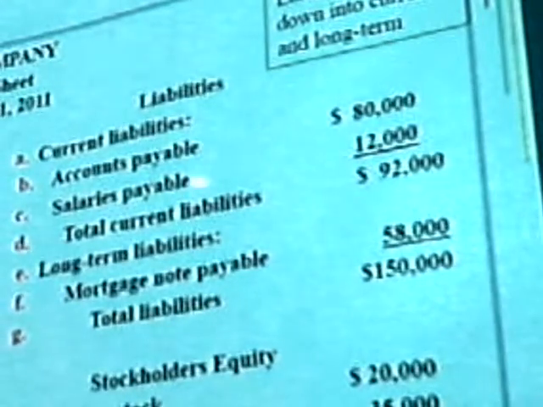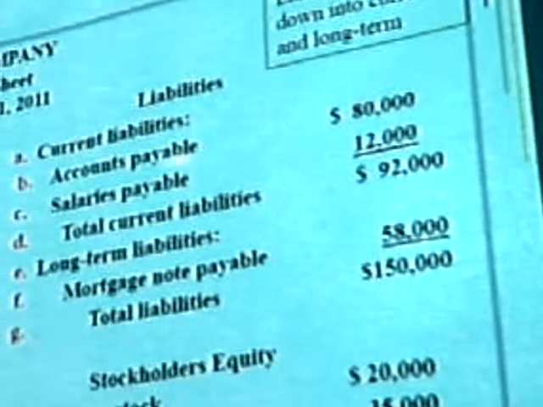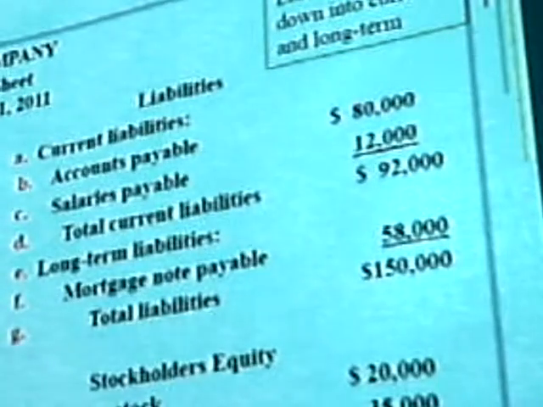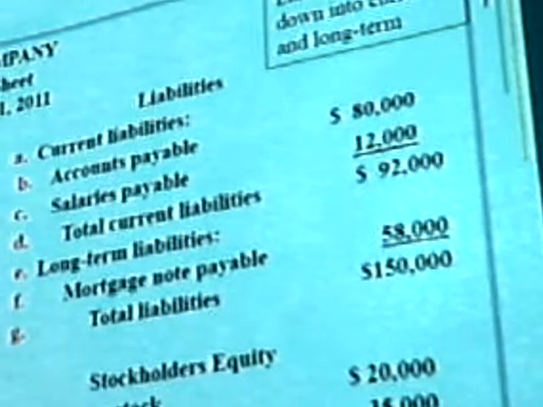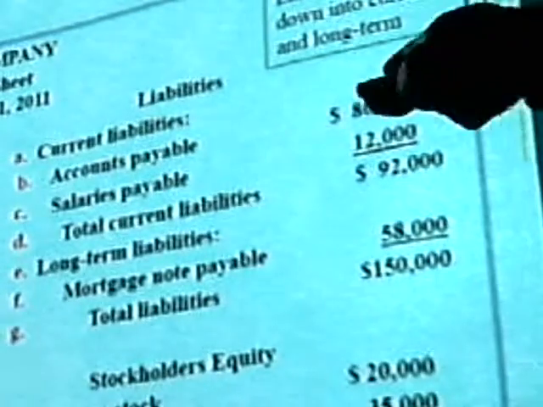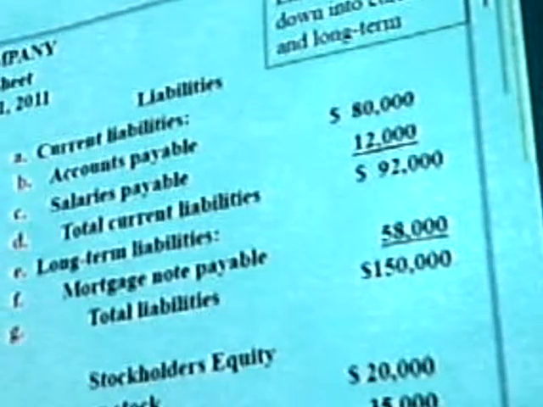Okay? So, look at the account names. If you notice, every account over here ends in what word? Payable. So, if an account ends in the word payable, it is a liability account. It is something we owe. If it ends in receivable, that is the opposite. It is something that we're going to receive. See the difference?